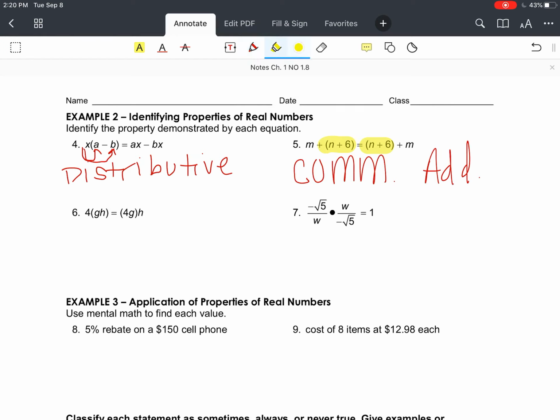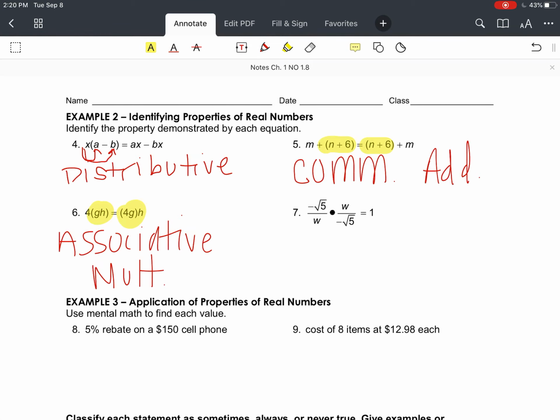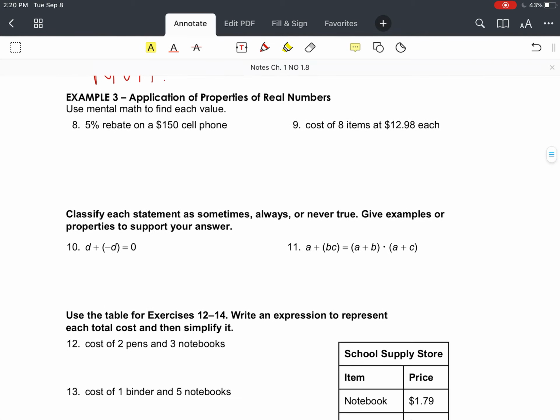All right, number 6. This time, if you look at your parentheses, what's around the parentheses isn't the same. It's GH in the first one and 4G in the second one. So this is the associative property, because what the parentheses are around changes. And this is of multiplication. These are multiplication problems. Pause the video, try number 7. We've already seen an example like this, and check your work against the key on the school webpage.